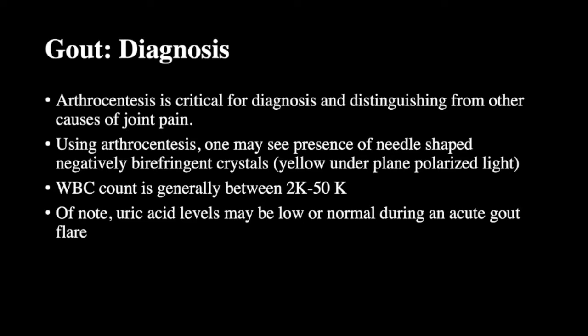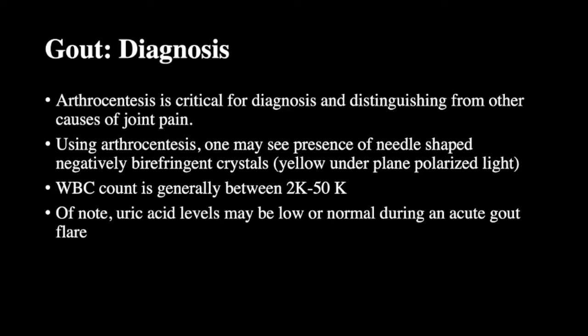So how do you diagnose gout? For diagnosis, arthrocentesis helps a lot, and it essentially also helps you distinguish gout from other causes of similar acute joint pain like pseudogout and septic arthritis. For patients with gout and arthrocentesis, you're going to see the presence of needle-shaped, negatively birefringent crystals, like we talked about in our patient earlier.